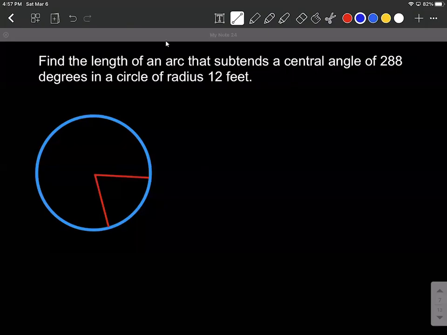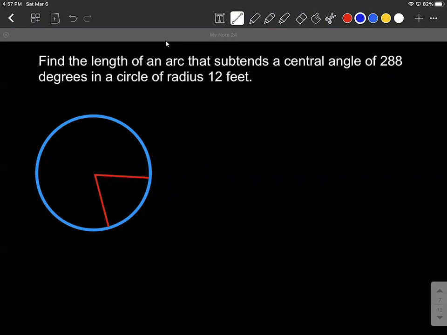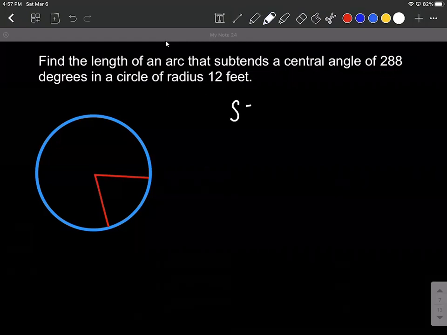Okay, we're going to find the length of an arc that subtends a central angle of 288 degrees in a circle of radius 12 feet. So we need a formula to get through this problem. And the formula we want is S equals R times theta.